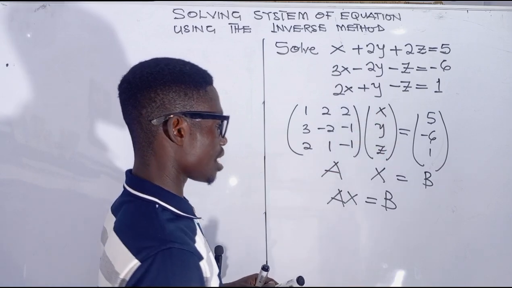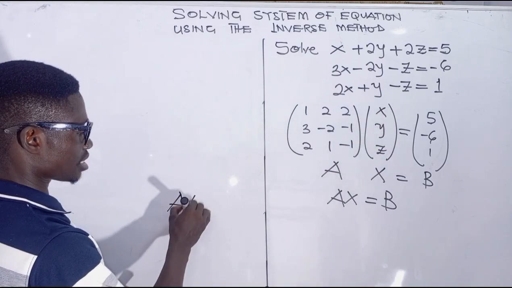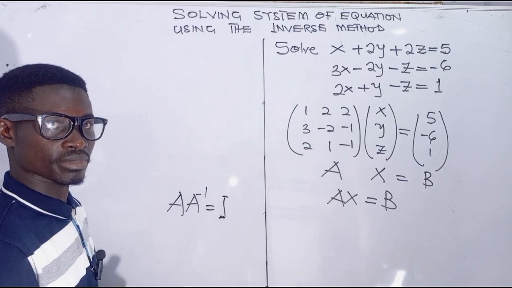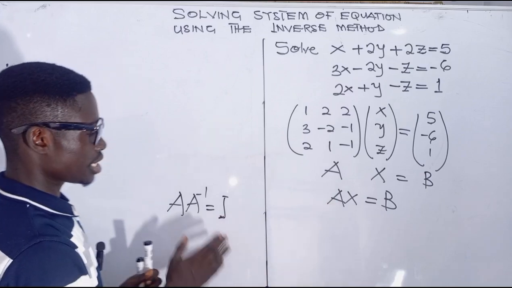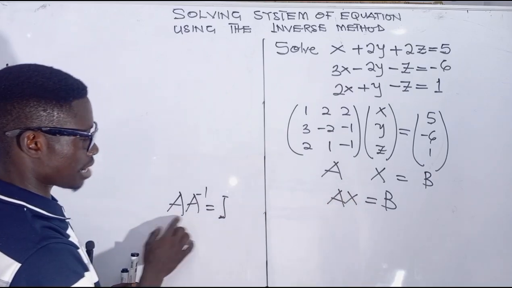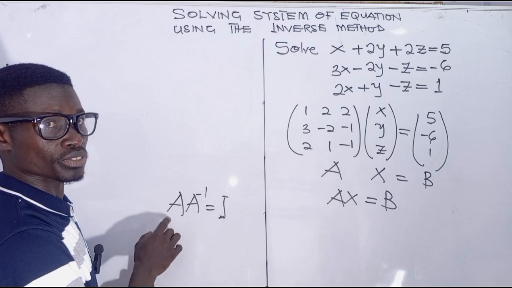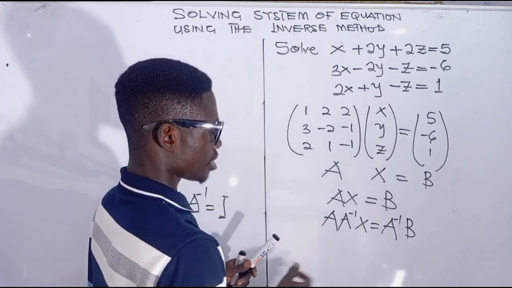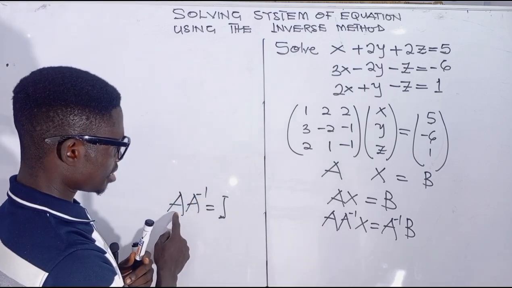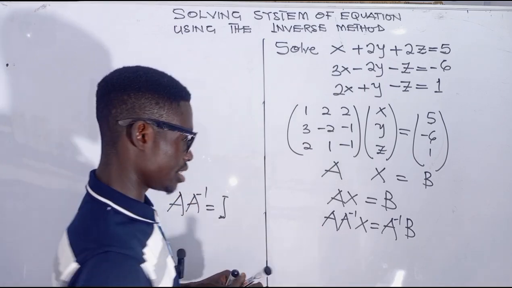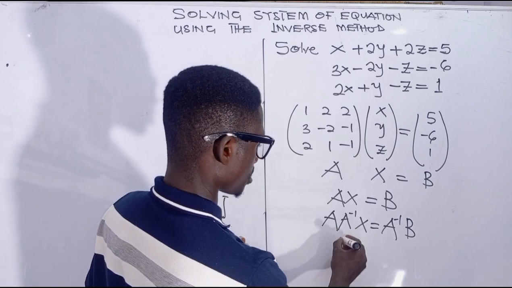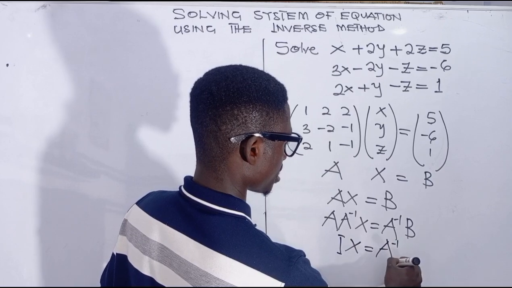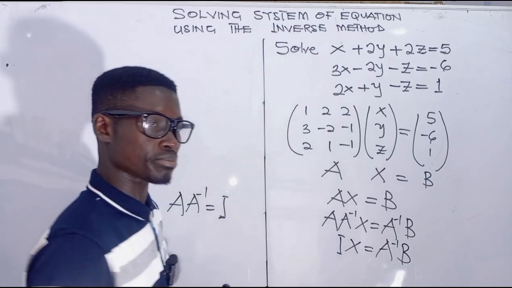And we have learned that when you have a matrix multiplied by its inverse gives us what? A unit matrix. Since we want to make X to stand alone, then we have to multiply both sides of the equation by what? The inverse of matrix A. So we shall have, and we also said that a matrix multiplied by its inverse gives us what? A unit matrix. So this is going to give us what? A unit matrix times matrix X is equal to inverse of A multiplied by B.